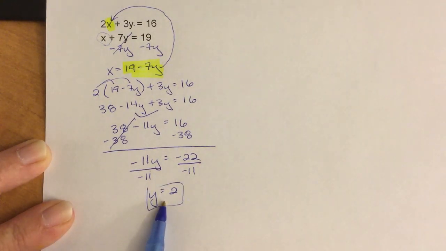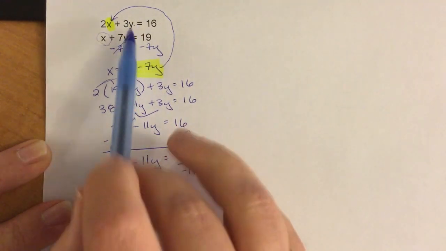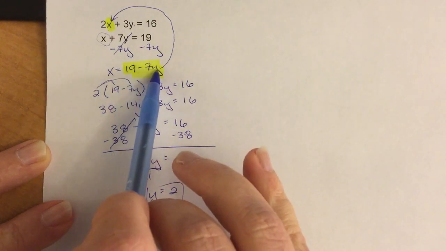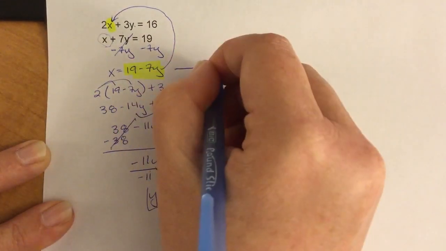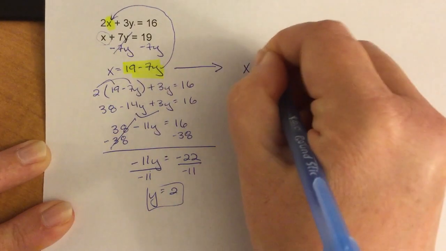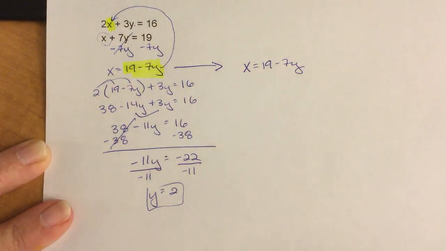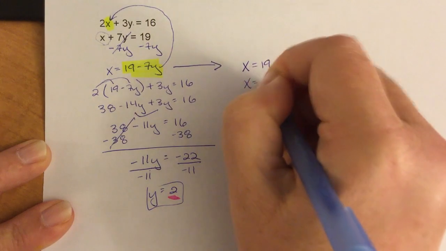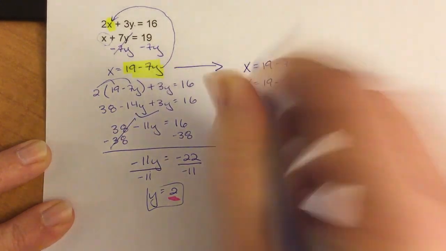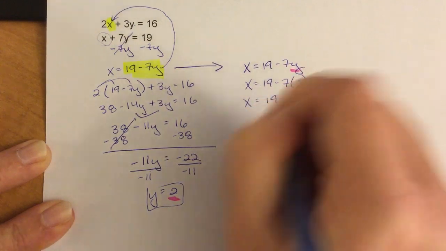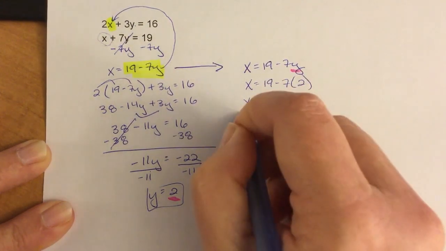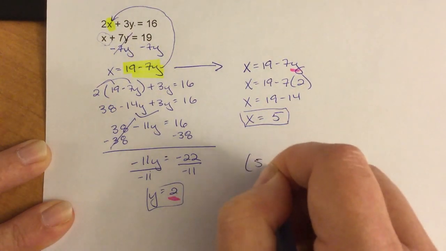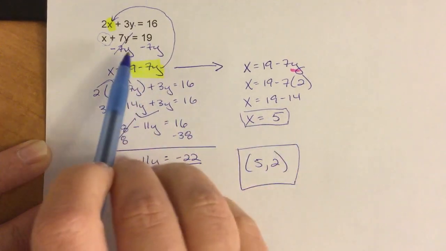We've got our y, but we still need the x. So I can plug it into any of these equations and I'll get the same answer, but I want the one that's easiest, which is this one. Because all I have to do is plug in y and it'll tell me what x is. So I'm going to use this equation, x equals 19 minus 7y, and instead of y, I'm going to plug in 2. So we've got x equals 19 minus 7 times 2, x equals 19 minus 14, so x equals 5. And again, I need to write this as an ordered pair, so I write it x, y, so we've got 5, 2, and that's our answer to this system of equations.